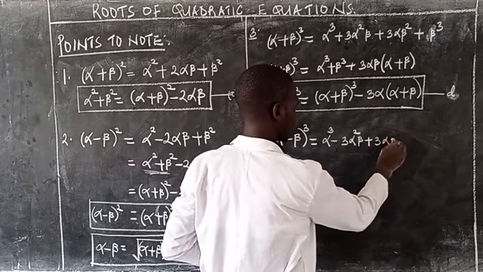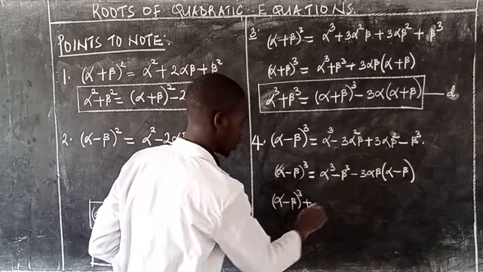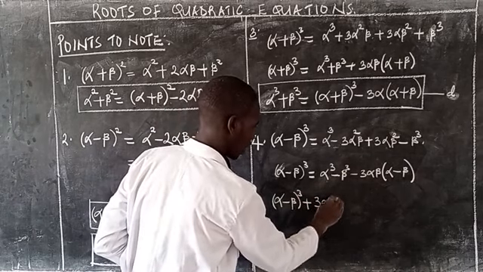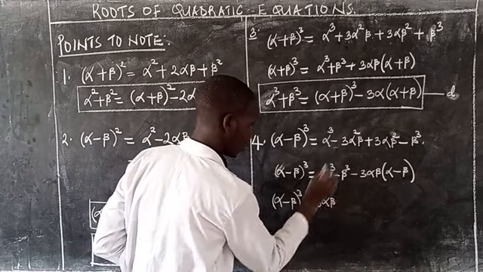Then here, we can pull out the common factor, minus 3 alpha beta, and I remain here with positive alpha, then minus beta. I close this. Then from there, I make this the subject of the formula. I bring this one this side. I remain here with (alpha minus beta) cubed, then this will be plus 3 alpha beta into (alpha minus beta) equals alpha cubed minus beta cubed. Good.